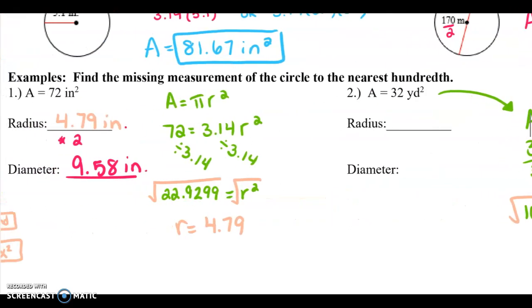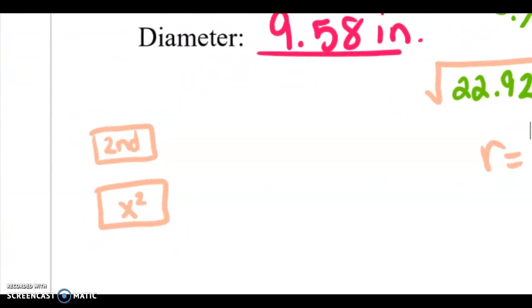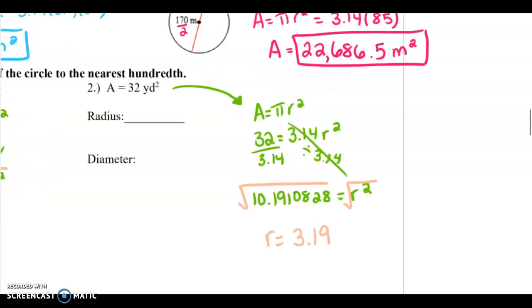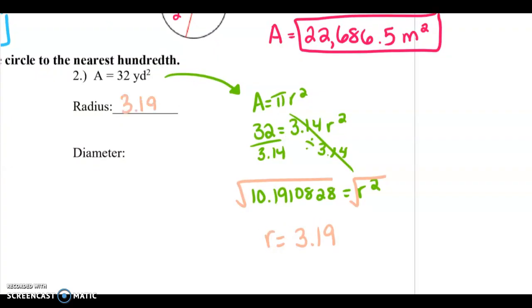Remember, to take the square root, you're hitting the second button, then the x squared button. You can also type that into Google. You can hit square root and then the decimal, and it gives it to you. All right, so I'm going to hit second square root. And this is going to give me that the radius is equal to 3.19. It's 3.19 yards. And then multiply that times 2. 3.19 times 2 gives me 6.38 yards.